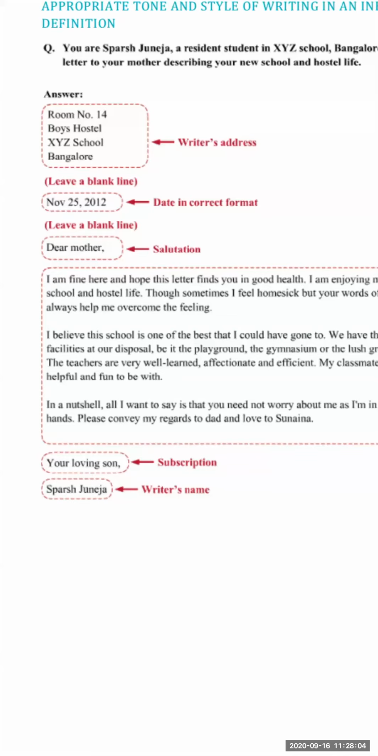So this is the format of writing the letter. First the writer's address, then date, then salutation, depending on whom you are writing the letter to. If you are writing to your friend, the salutation will be "Dear" plus the name of your friend. If you are writing to your mother or father, then "Dear" plus Mom or Dad. Then the introduction, then subscription, and then the writer's name. So this is the format of writing the letter.